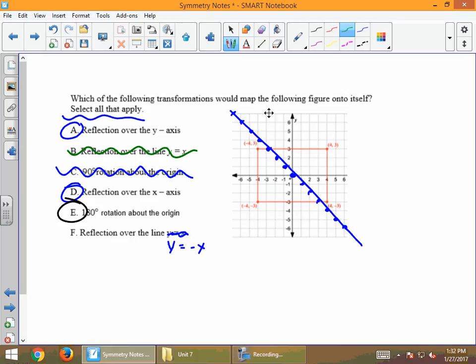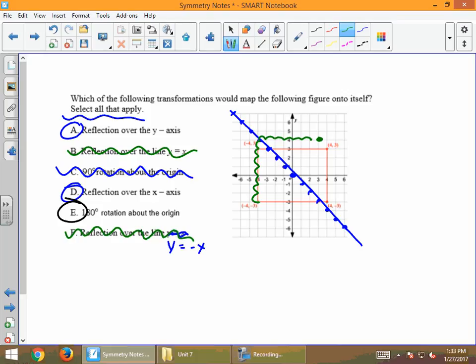-4, -3. So again, when we're reflecting over a slanted line, you just count till you touch the line. 1, 2, 3, 4, 5, 6, and 1. Up 7. Do we want to go right 7 or left 7? We want to go on the other side of that line. So we're going to go right 7. Did it map up with any of those points? Nope. So is it going to map up onto itself? Nope.